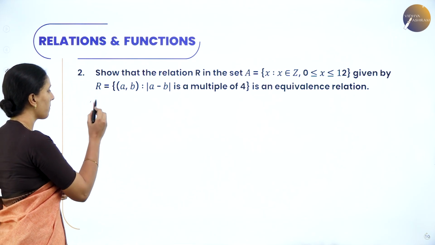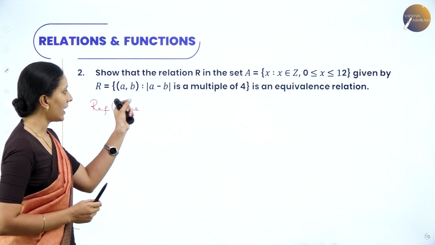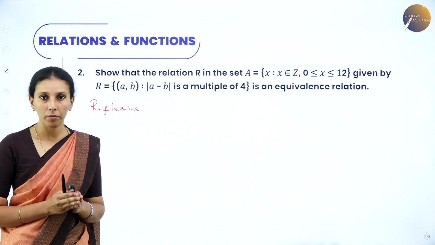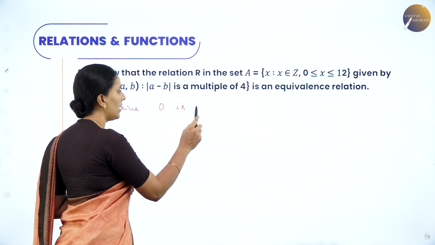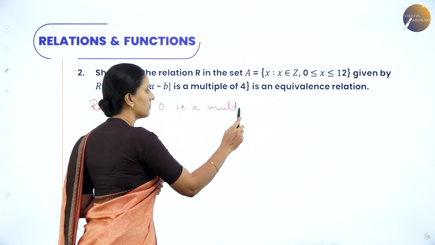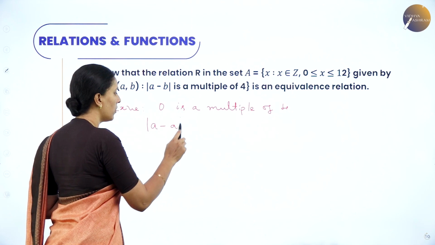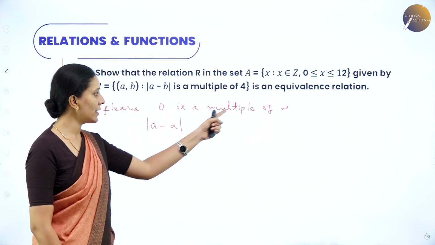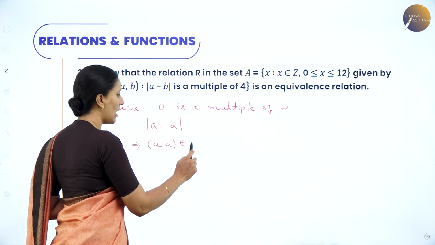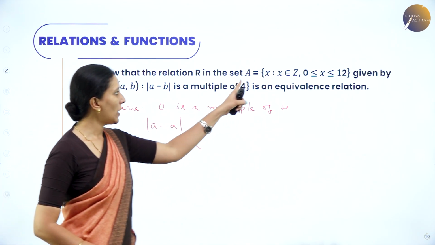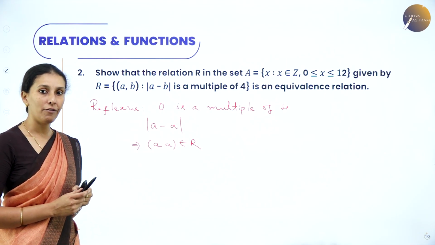Now for reflexive, we can clearly take the elements of the form (0, 0), (1, 1), (2, 2) until (12, 12) because 0 is a multiple of 4. So that means we can take the difference in the form of modulus a minus a. So modulus a minus a is a multiple of 4, which implies (a, a) belongs to R. Now for all a belonging to this set A, we are getting (a, a) belongs to R. So therefore it is a reflexive relation.